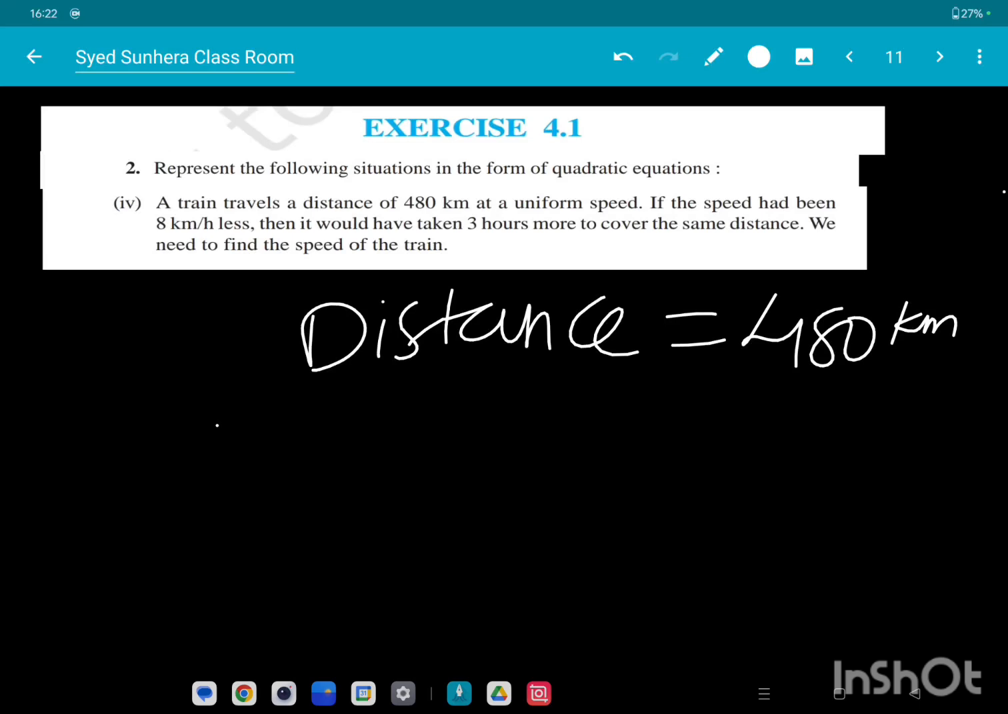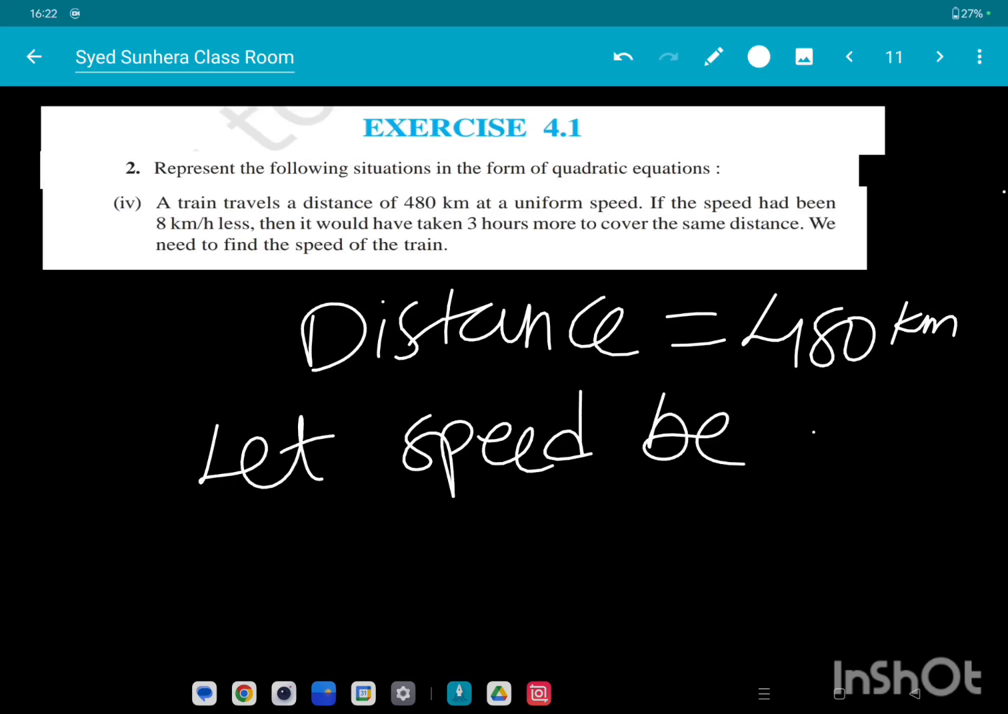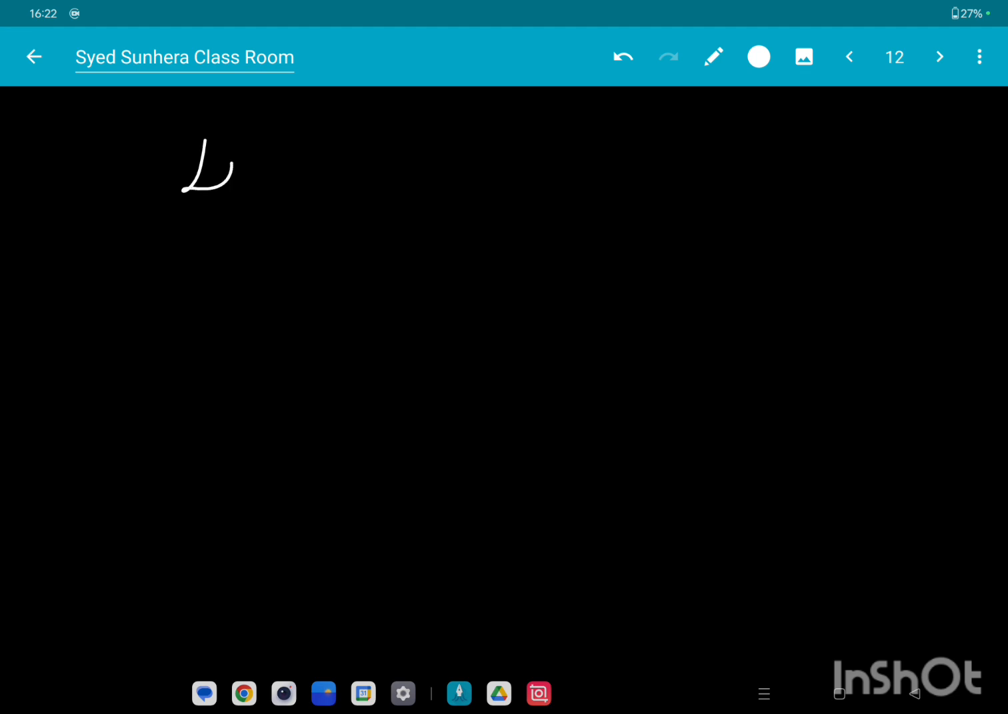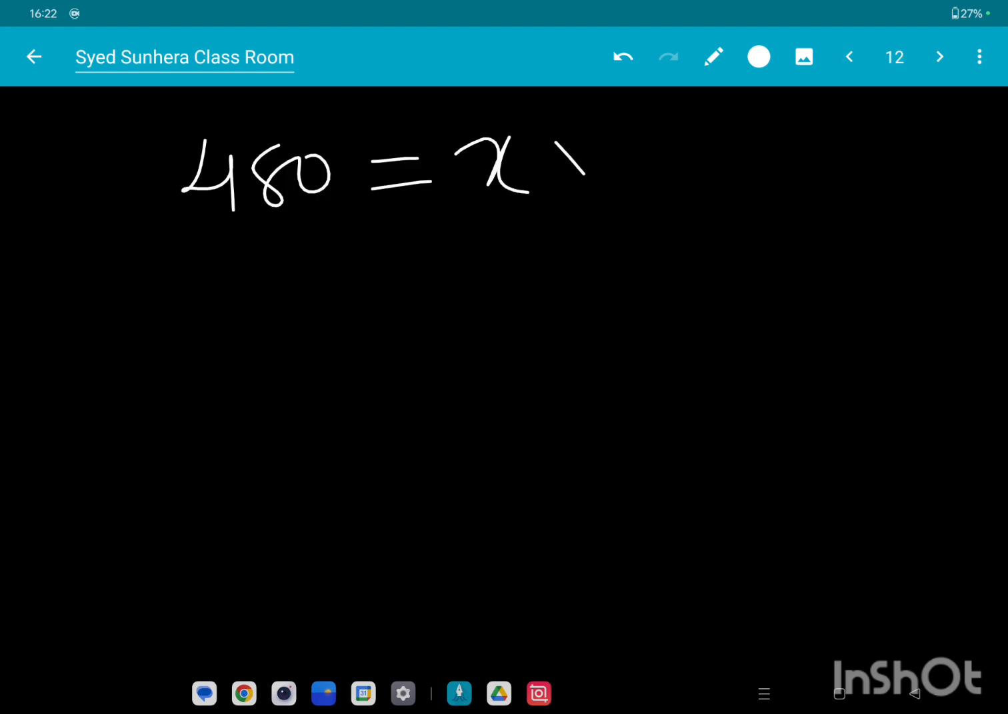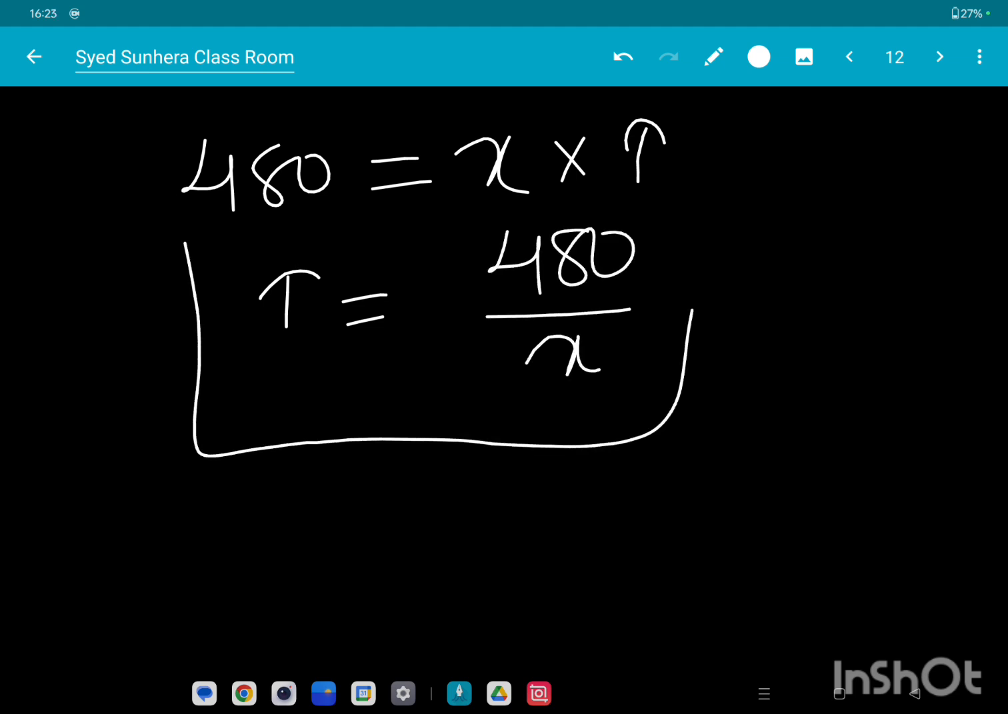What is the speed of the train? Let speed be x. Then what is the formula? Distance is equal to speed into time. What is the distance here? 480 kilometers is equal to speed into time. Speed is x, and t is the actual time it will take at the average speed. So time is equal to 480 divided by x. This is the actual time.